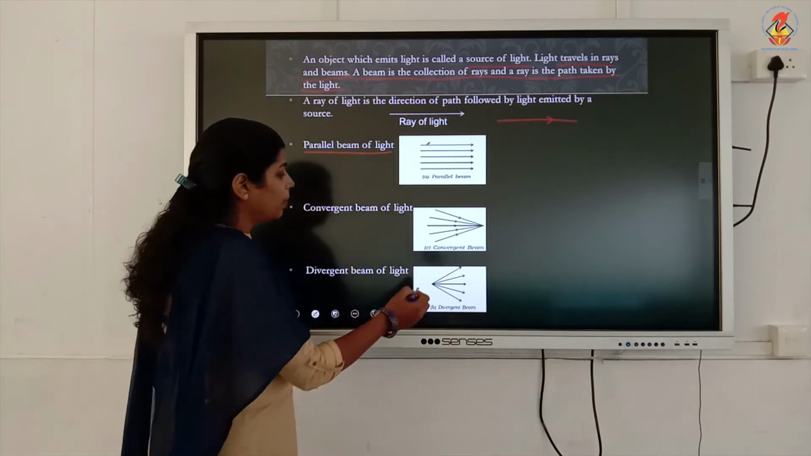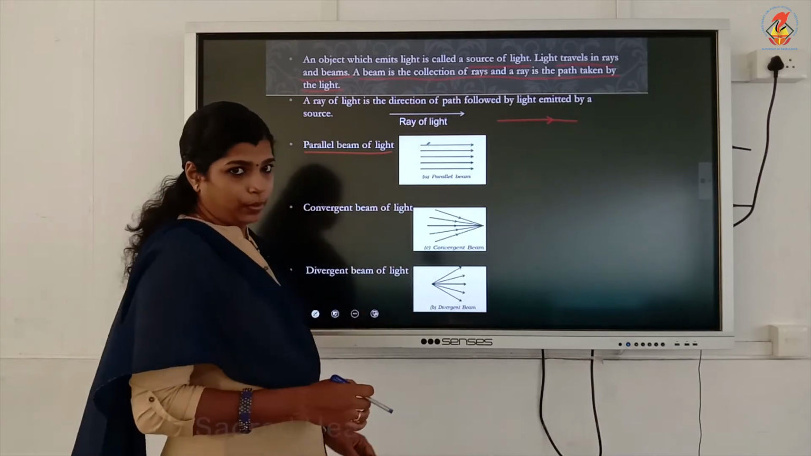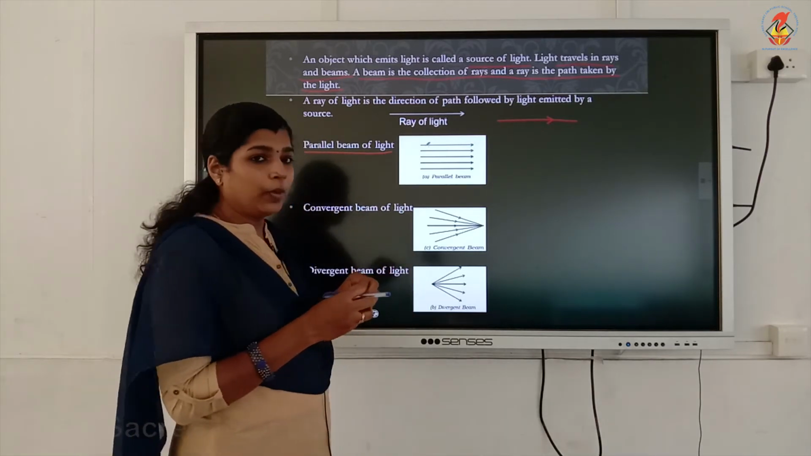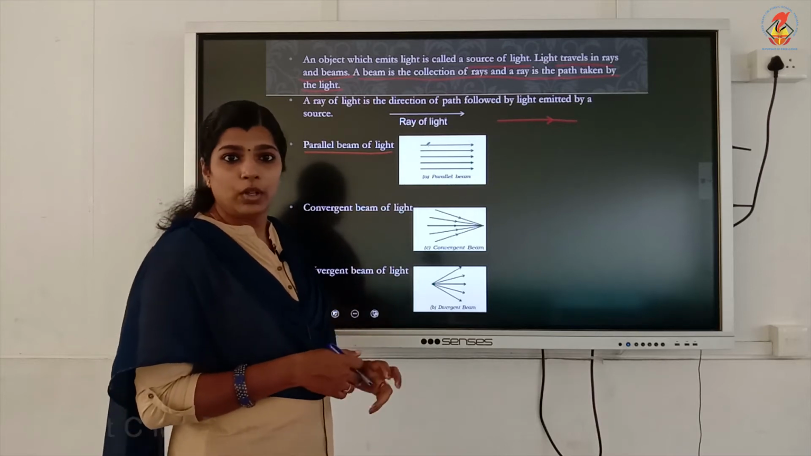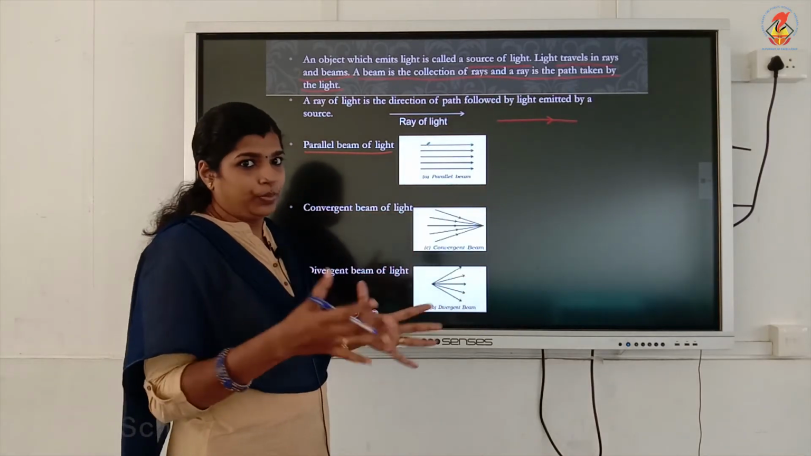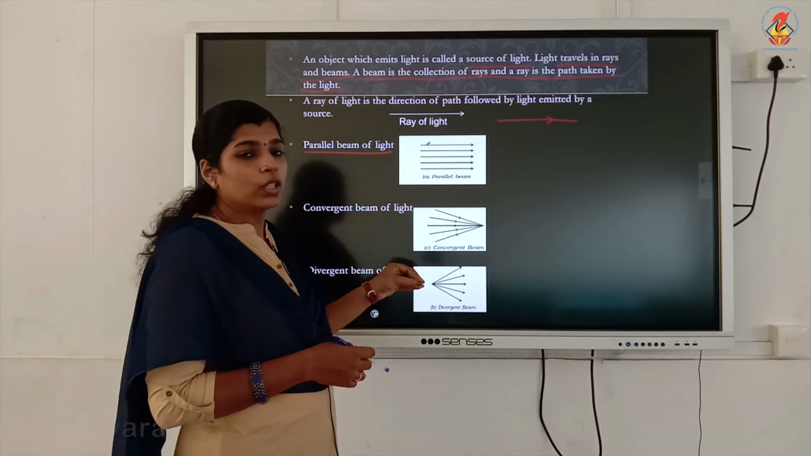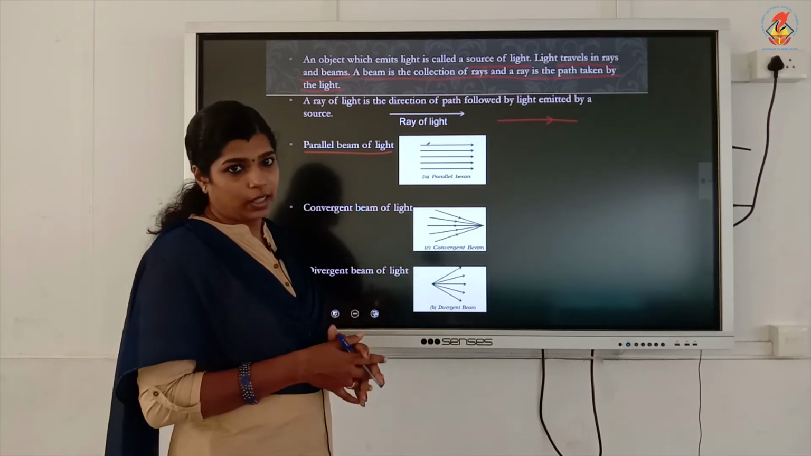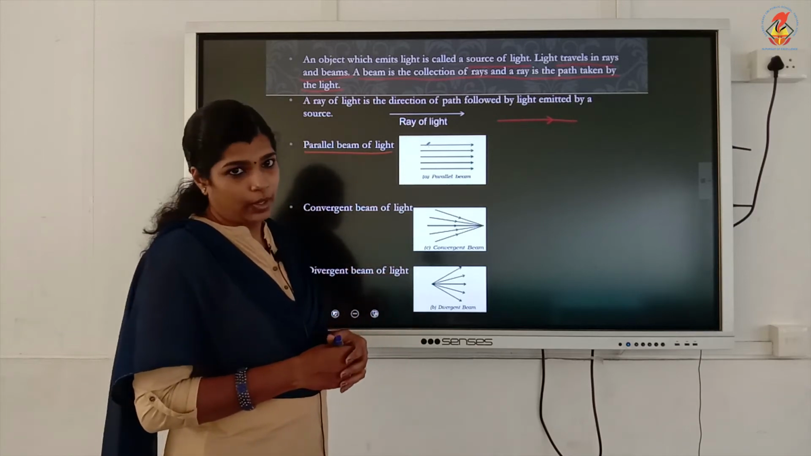Here, all the light rays are coming from one point. So, that is known as a divergent beam of light ray. The light rays will spread around. From a single point source, all the light rays are coming, so that is represented by a divergent beam of light ray.